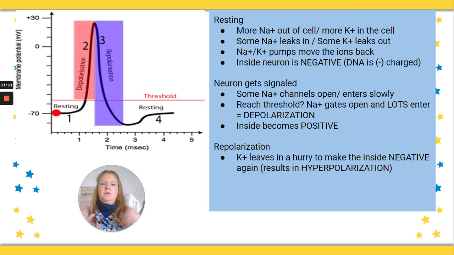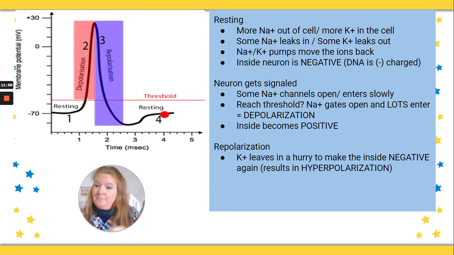So let me go through it again. Resting, some sodium is leaking in, some potassium is leaking out, but I'm using a pump to keep it stabilized. The neuron starts getting signaled. A couple sodium doors open, sodium starts coming in slow, reach threshold, bam, the sodium gates open and sodium floods in. And that is depolarization. The inside becomes positive. The cell panics. Oh my gosh, fix this fast. It opens the potassium channels. Potassium rushes out in a hurry, and so much potassium rushes out that the cell becomes extra negative. Hyperpolarization.